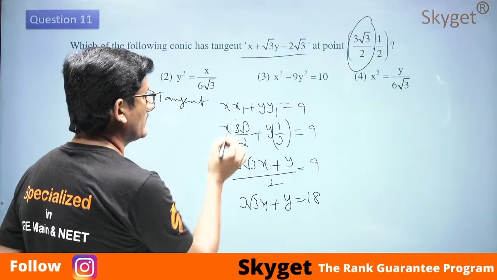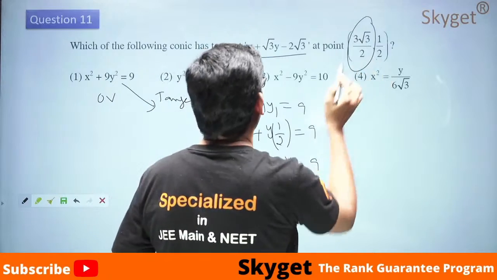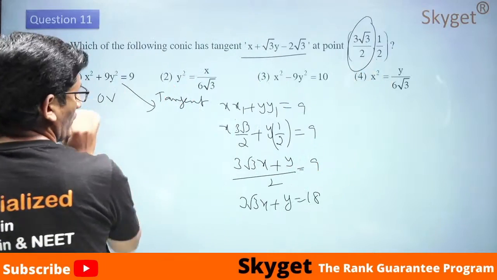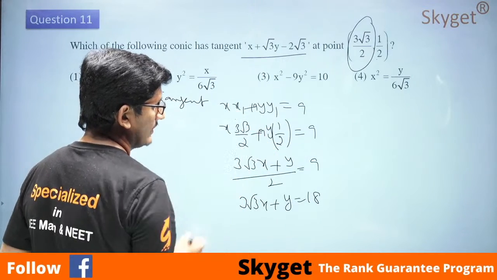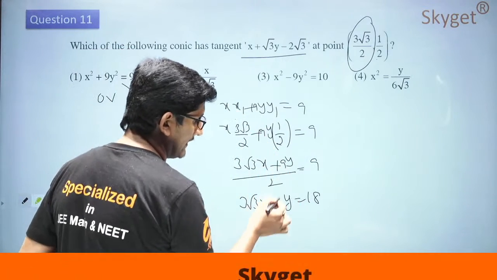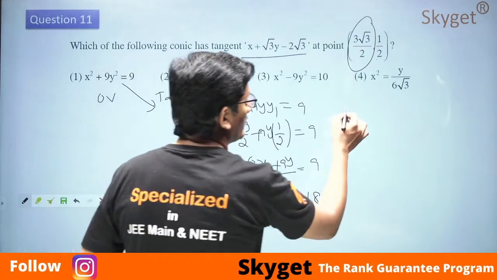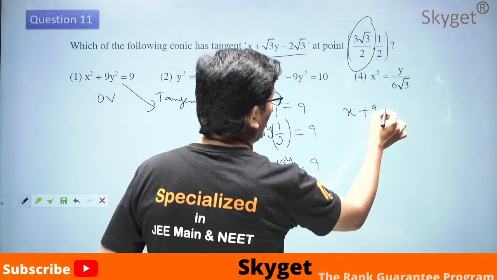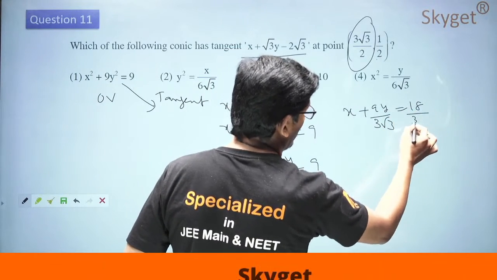Okay. So 3 root 3 of x by 2 plus y1. y1 value what here? 1 by 2. So 9y square is given now. So 9y1 we have to write here. So we will get 9y here. So now divide with 3 root 3. So x plus 9y by 3 root 3 is equal to 18 by 3 root 3.